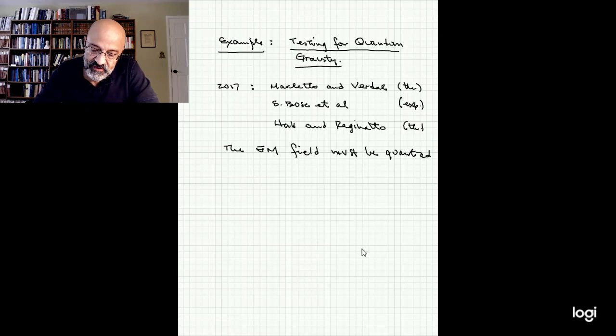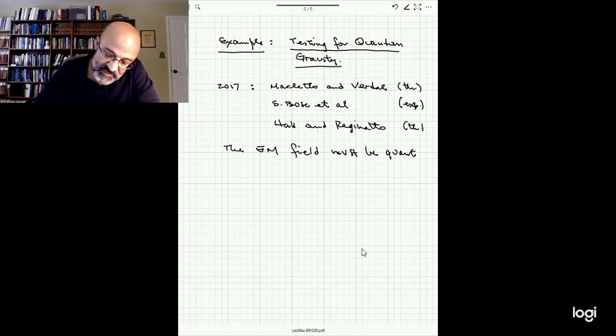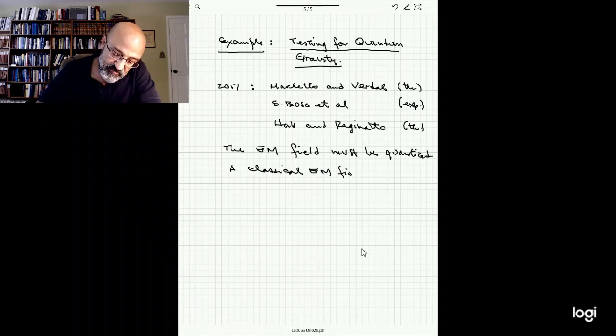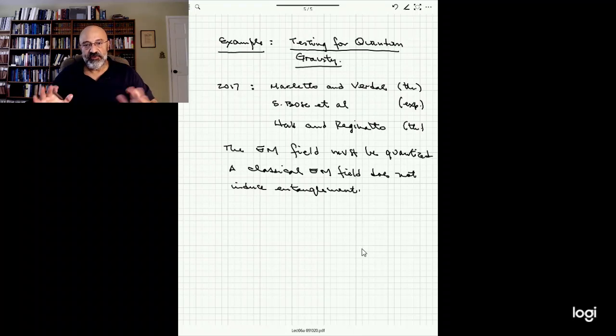One of the reasons, or one of the pieces of evidence for this, is that a purely classical EM field does not induce entanglement. So a purely classical electromagnetic field does not induce entanglement.